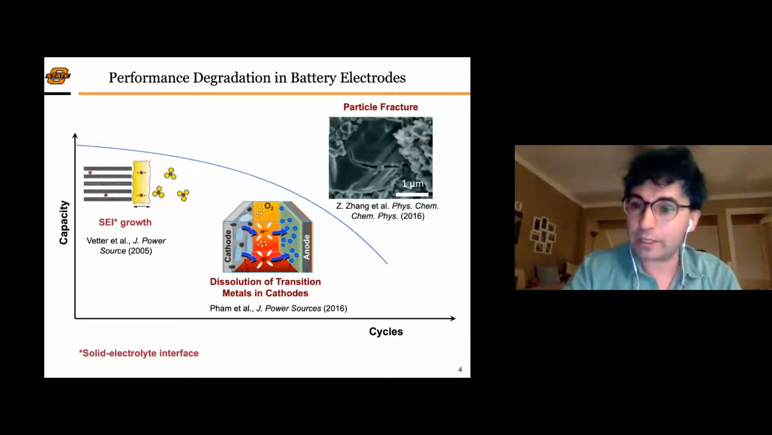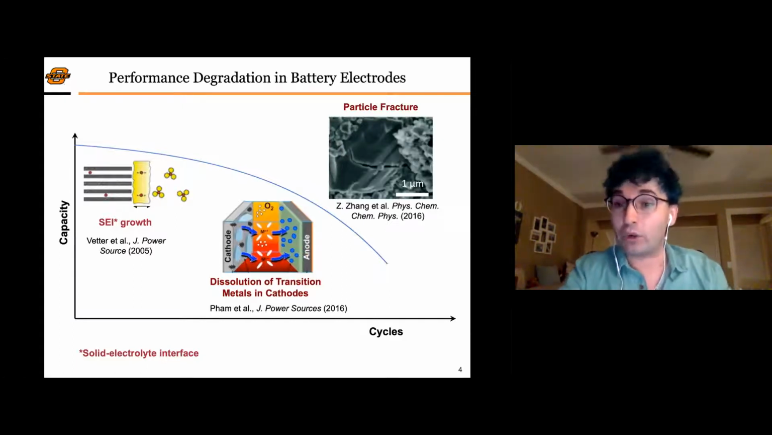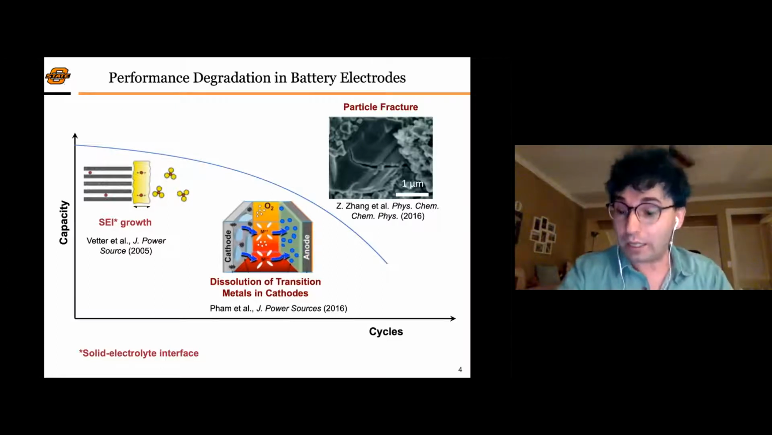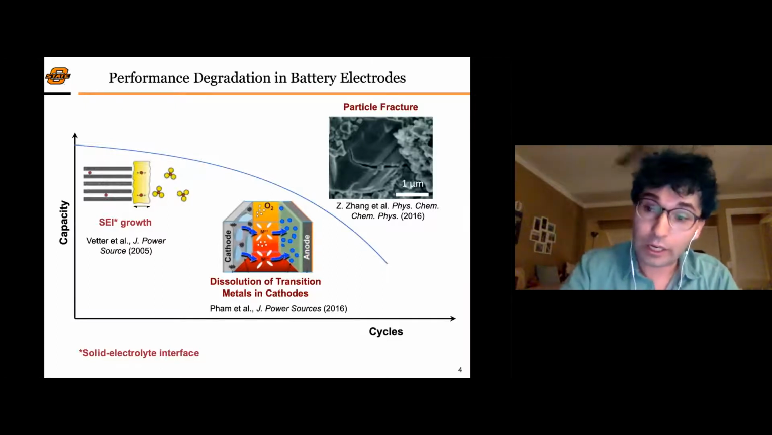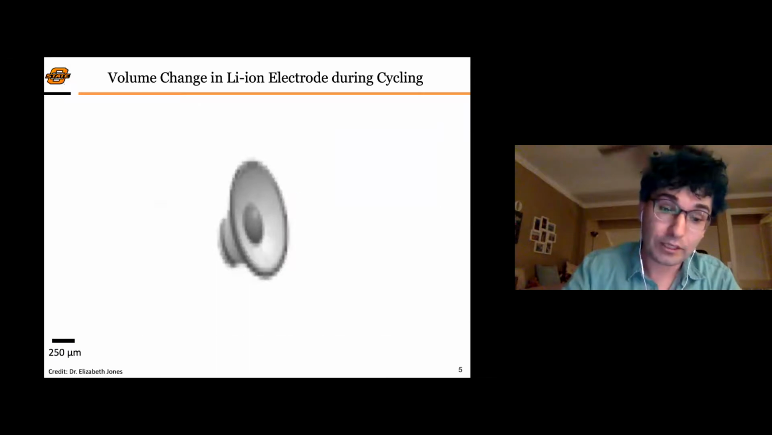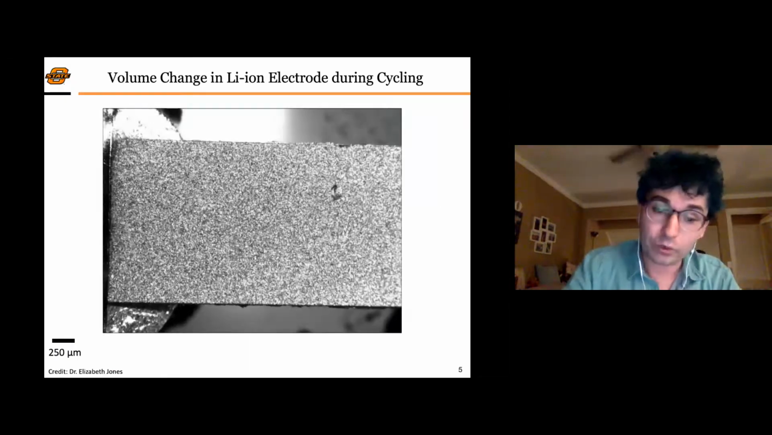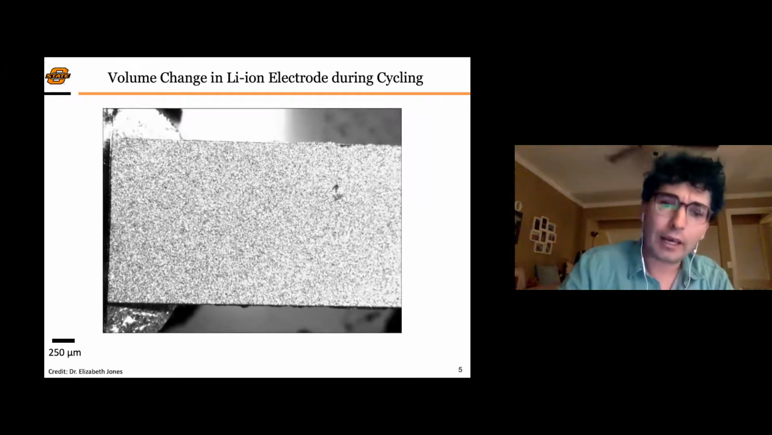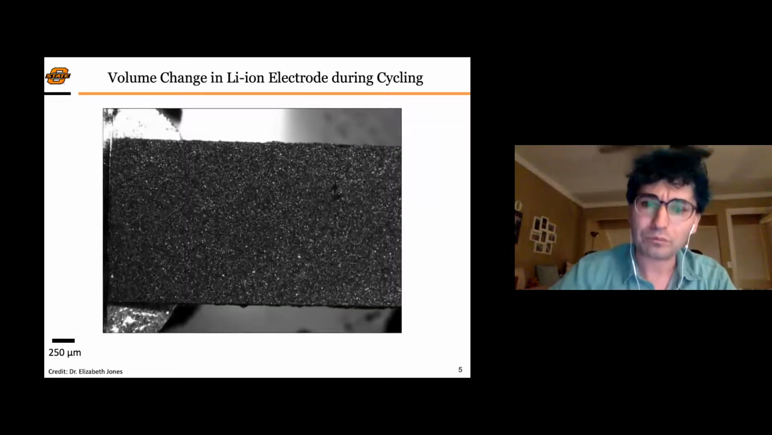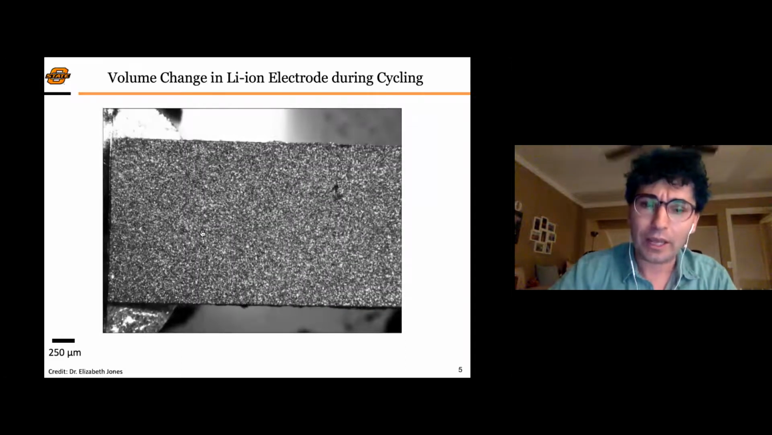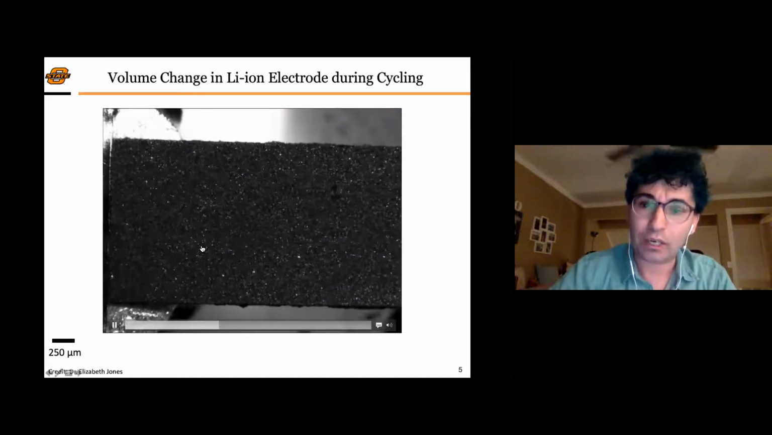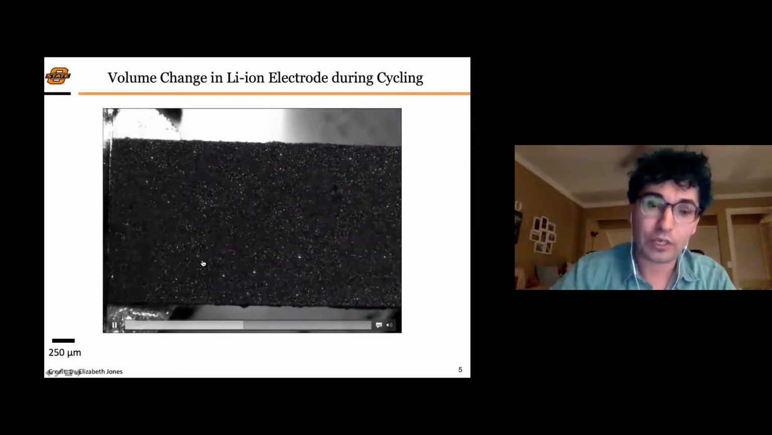The third one is particle fracturing or mechanical instabilities. In this case, the electrodes are breathing lithium, sodium, or potassium, where they inevitably have volumetric expansion and associated stress generation in the material. Look at this figure, courtesy of Dr. Elizabeth Jones, who took it almost 5 years ago. What you are seeing is the expansion and shrinkage of the graphite electrode during lithium insertion and removal.